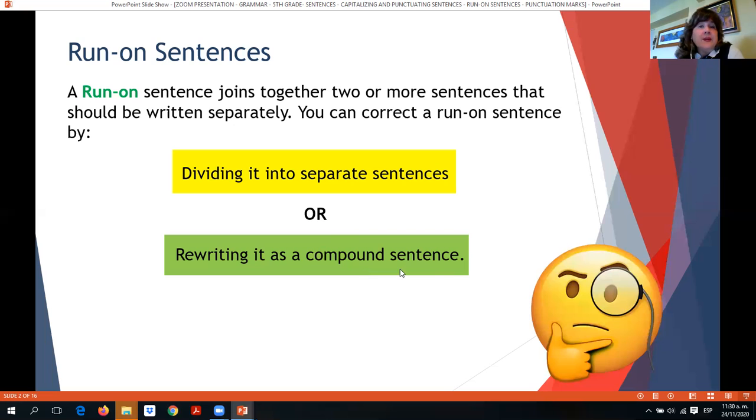Rewriting it as a compound sentence, you have to be careful with the initial capital letter and the comma, and the word that you're going to add, whether it's an and, an or, or a but. It will depend on the sentences that you're joining. You have to pay attention to the meanings to see which word is the more appropriate, okay? All right, so we have these two methods, all right?